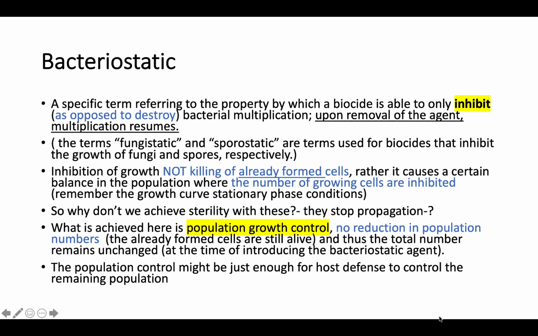Now, as we said, sporocidal, we also have the terms bacteriostatic and bactericidal. We will use these terms in antimicrobials, and in sterilization and disinfection. Bacteriostatic is a term referring to the property by which a biocide is able to inhibit. So I am not destroying, I am inhibiting, I'm stopping growth. That means if I lift whatever bacteriostatic agent I used, bacteria will continue to grow. I did not remove their ability to replicate, I just stopped them from replicating.